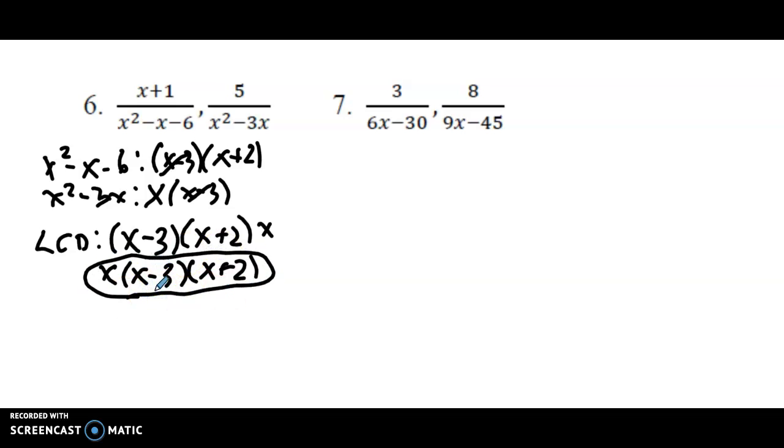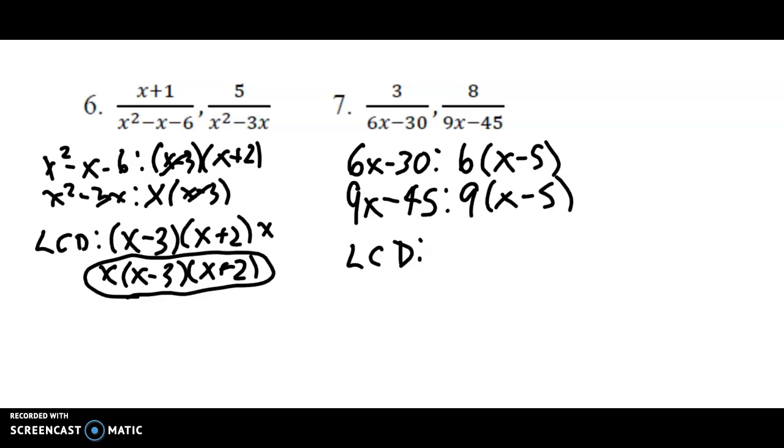Why don't you go ahead and pause the video and try to do number 7. I realized after I got you to try to do that on your own that I got a little overzealous, so you may need an eraser handy depending upon what you wrote. Hopefully you factored them both out and you got 6 times x minus 5 and 9 times x minus 5. So when we go to do our LCD, we do have a common binomial, so I am going to use that.